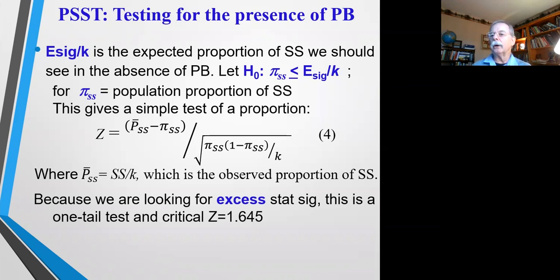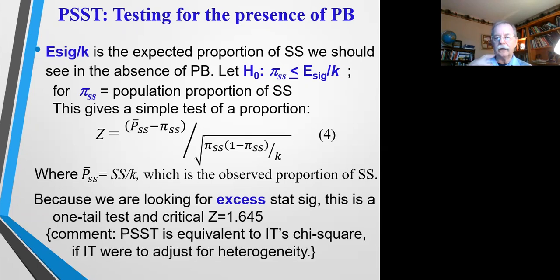The PSST is what we assume to be true under the null, and that comes from this Esig thing. And again, just a very simple back of the envelope calculation. And it's just a z-value. Because we're looking for excess statistical significance, it's a one-tail test, and we test against the critical value of 1.645.